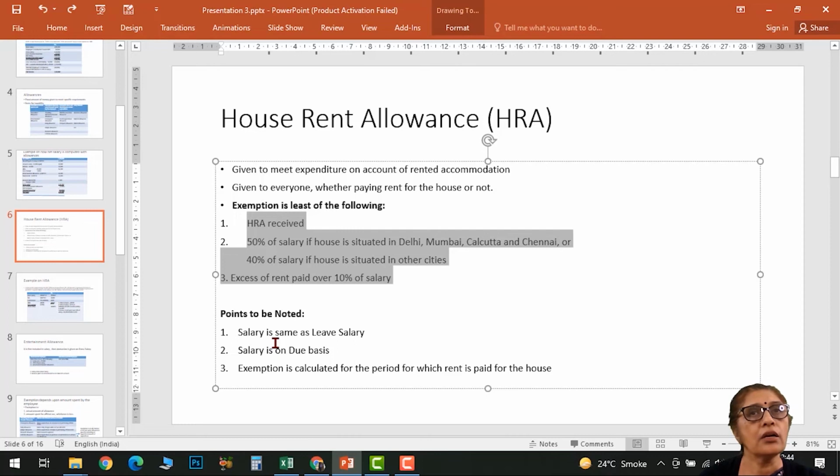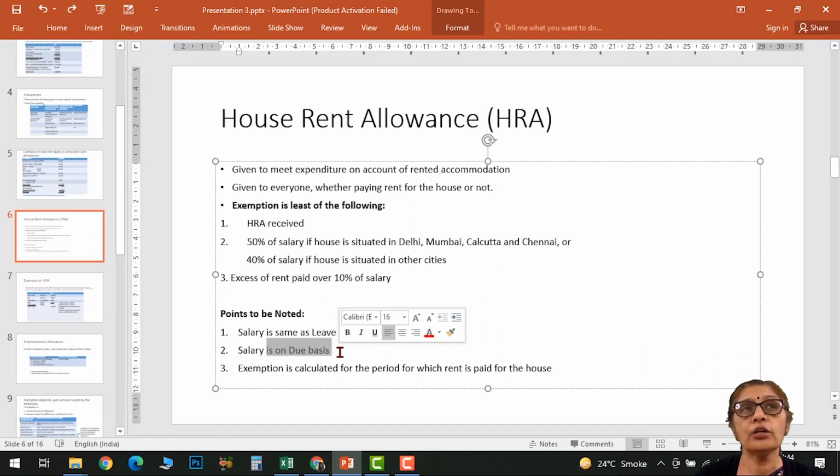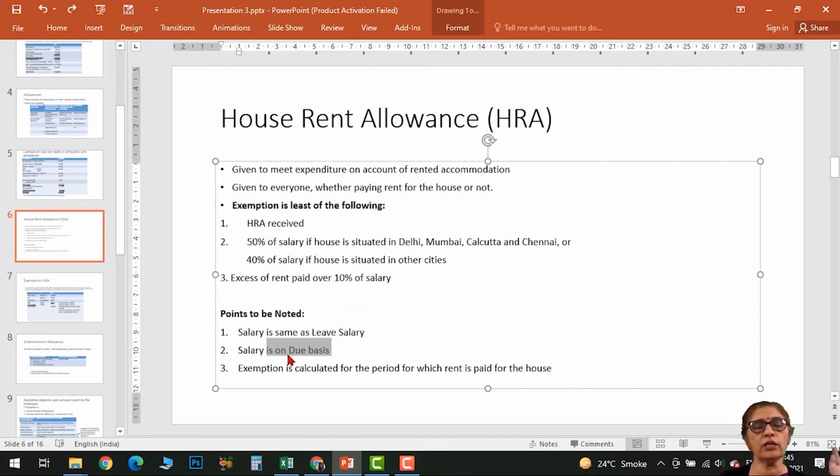DA if a part, commission if a percentage of turnover, and salary is on due basis. So no advance, no arrear. Because advance is not due, it becomes due when you work, which is next year, and nor do we take arrears because they were due in earlier years. So we consider salary only for the year that we are talking about.